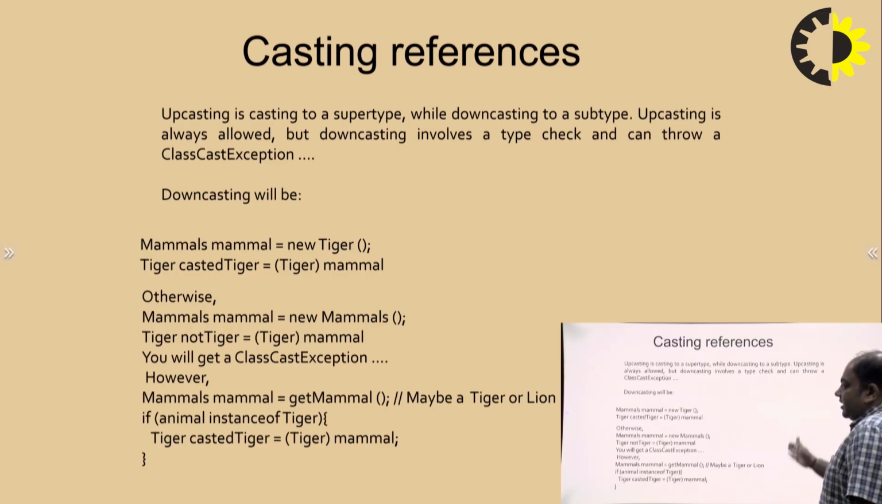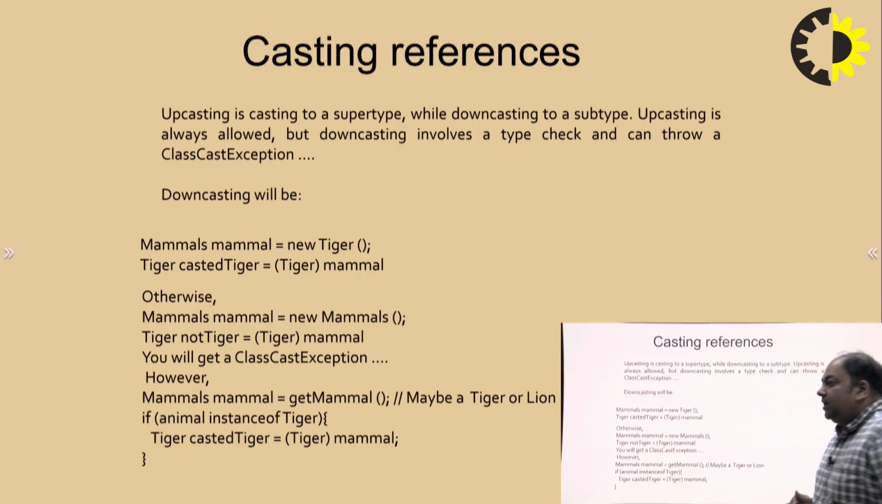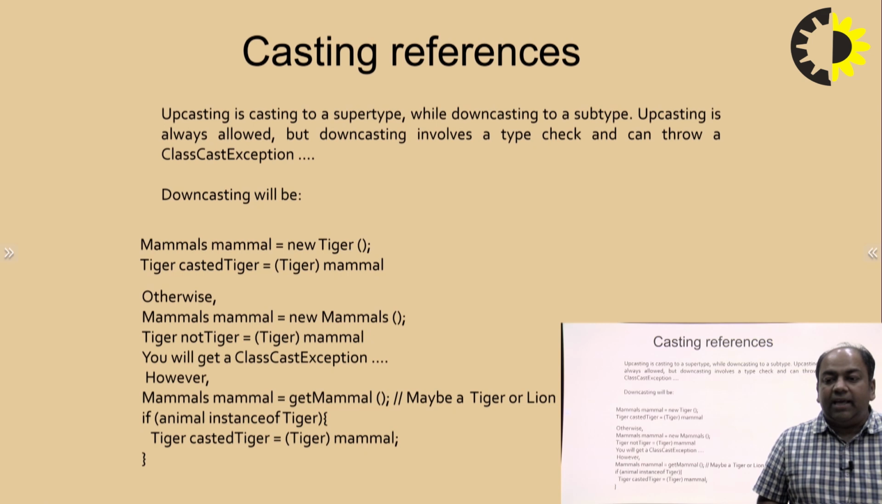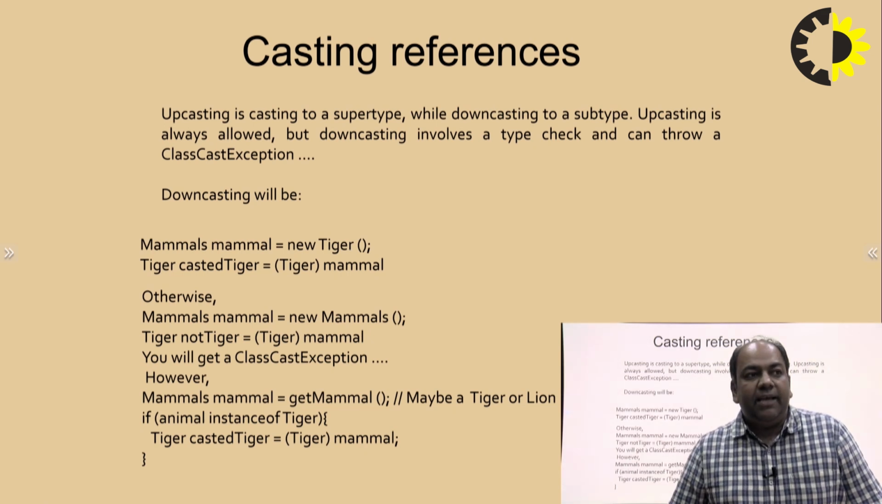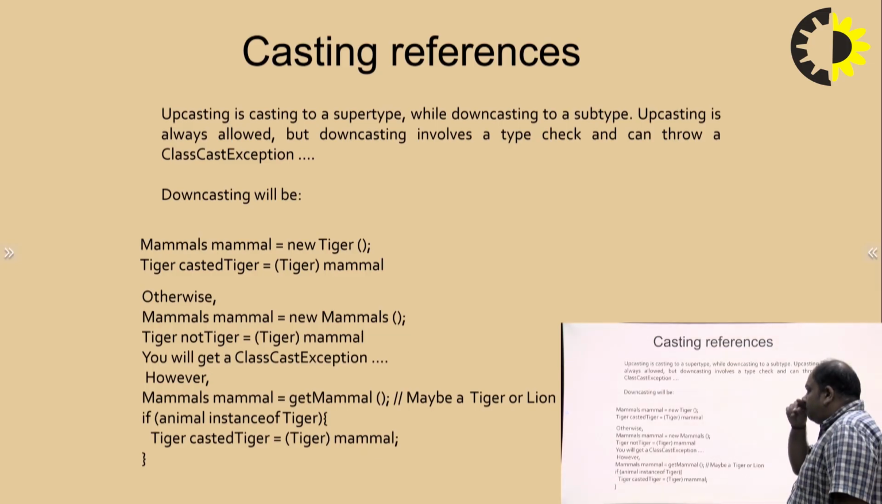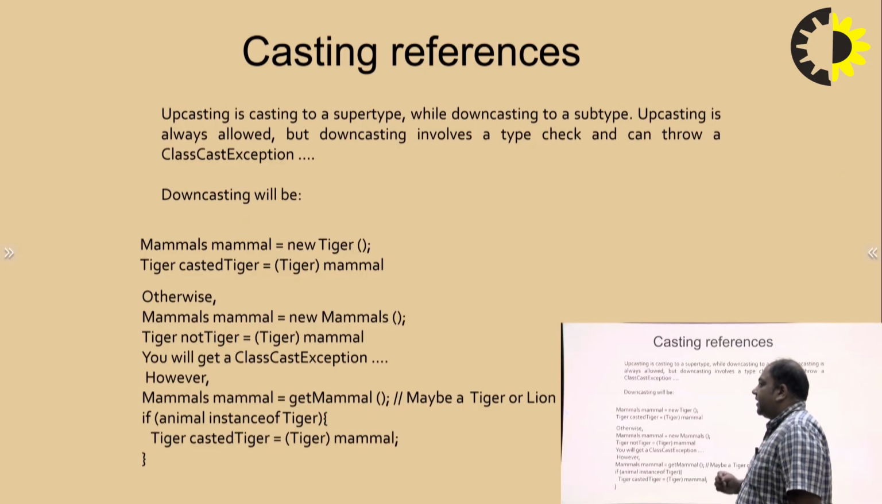So with this example, I will show you the casting reference. Upcasting is casting to a supertype, while downcasting is casting to a subtype. So there are two types: one is supertype and the other is subtype. The supertype and subtypes can be defined the same as we do for the superclass and subclass. The upcasting is always allowed, but downcasting involves a type check and can throw a ClassCastException.